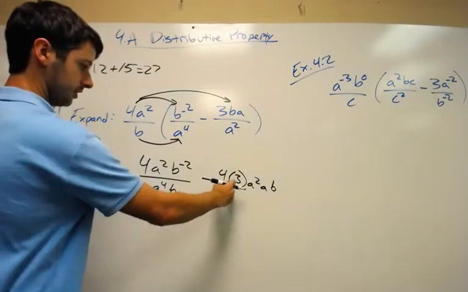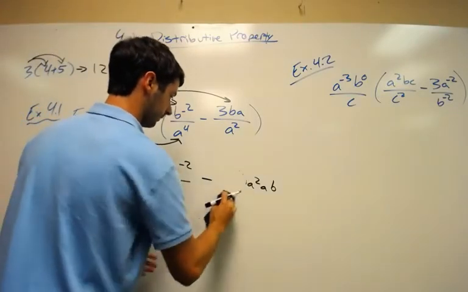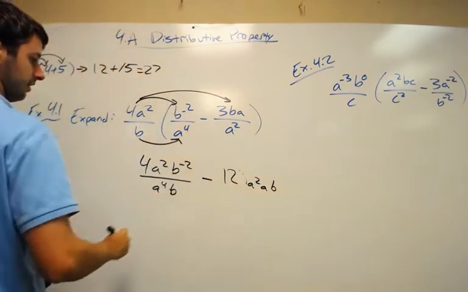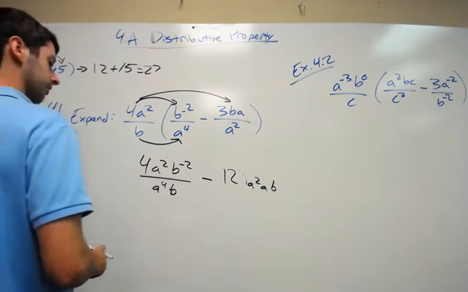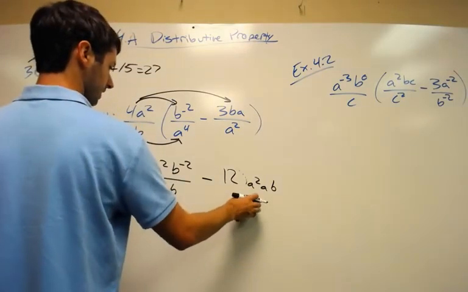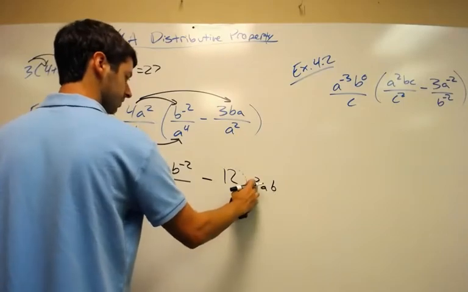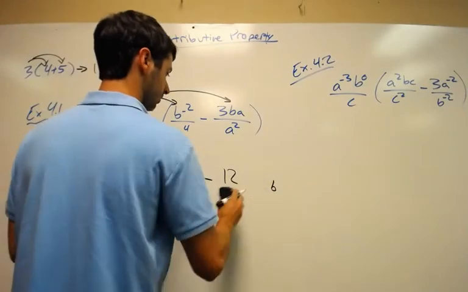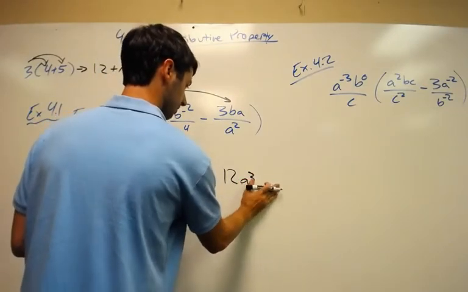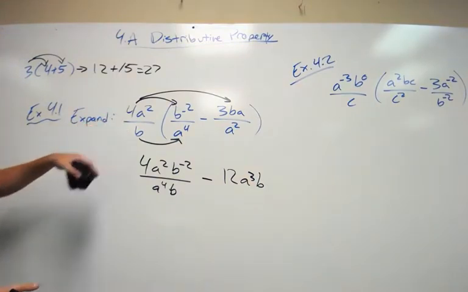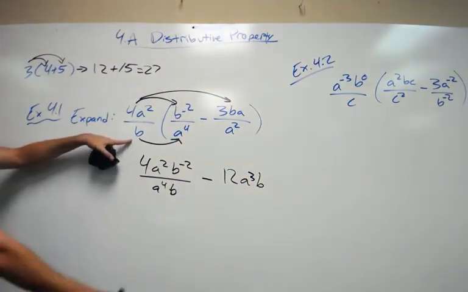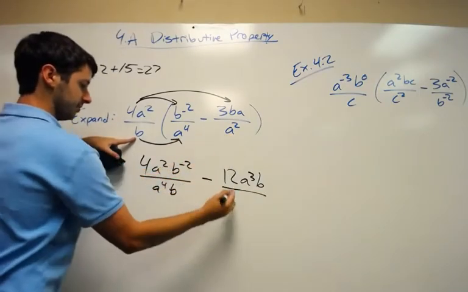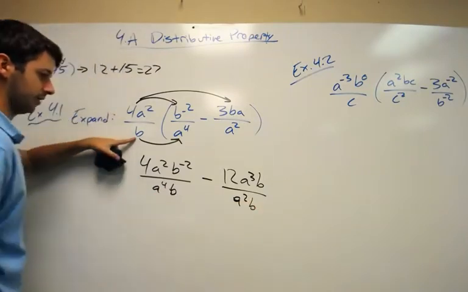So 4 times 3 is 12. A squared times a. Remember, if you have two exponents of the same variable multiplied, you add them together. So 2 plus 1 is 3. So a cubed. And I'm just going to move this b over here. b. So we just did the top. Now we do the bottom. Have the negative sign already. It's already there. A squared times b. I'm going to write it in that order.